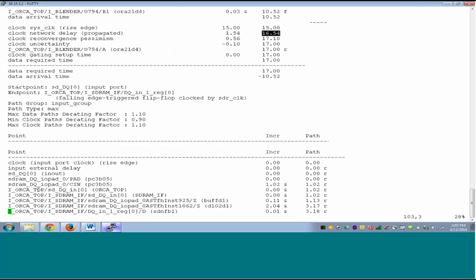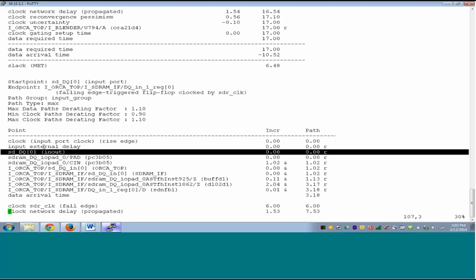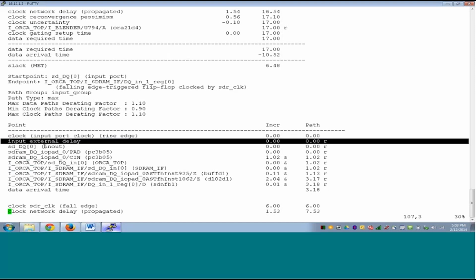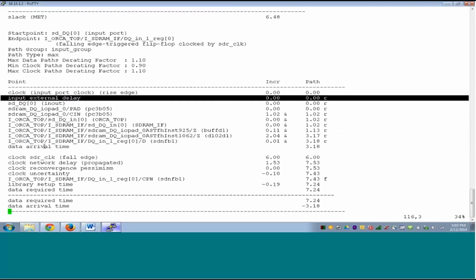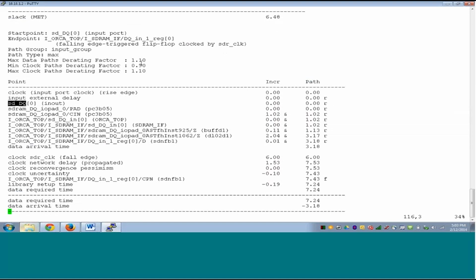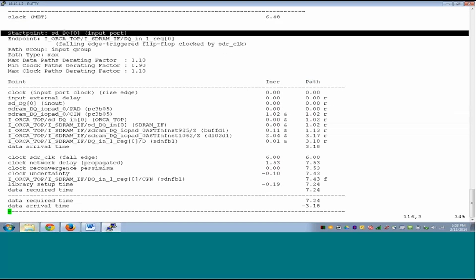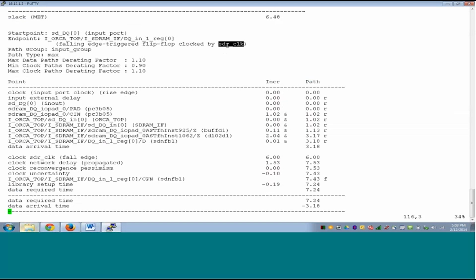Let's go further. This is an input group. It is assuming some zero input delay because we haven't specified any input delay. Now here also, in case of multi-clock design, you cannot give a single input delay with respect to one single clock to all the inputs. You have to know design-wise which inputs talk to which clocks. For example, without even giving any input delay, this report tells me that there is a path between this SD pin and this clock domain. So I know that this SD DQ pin should be given some input delay with respect to SDR clock, not any other clock.